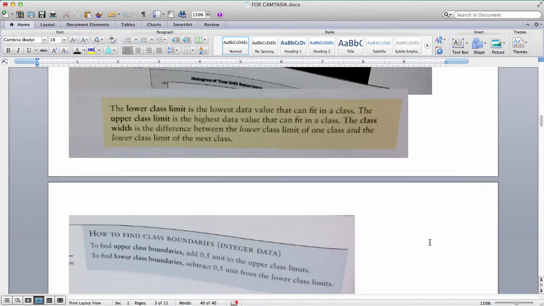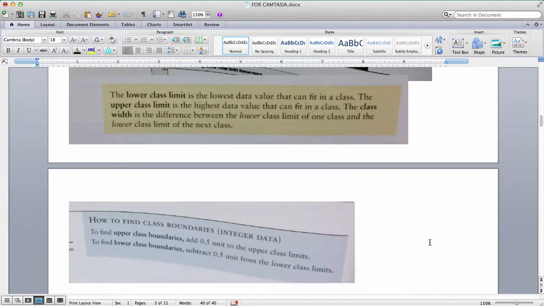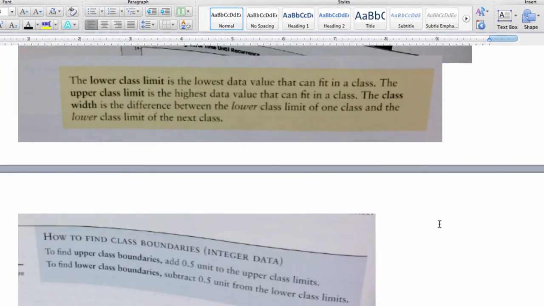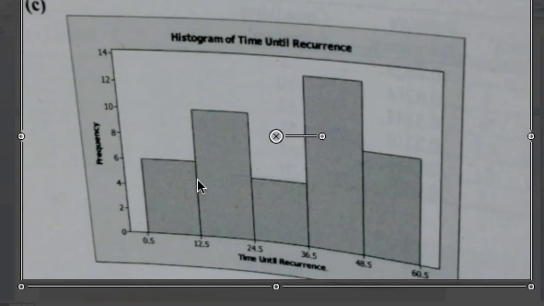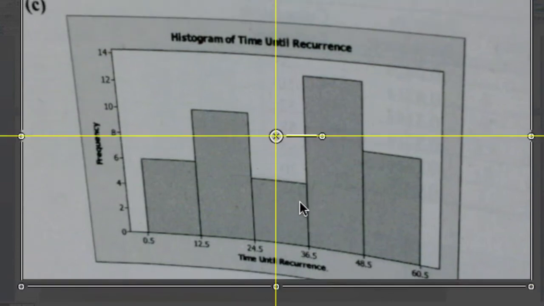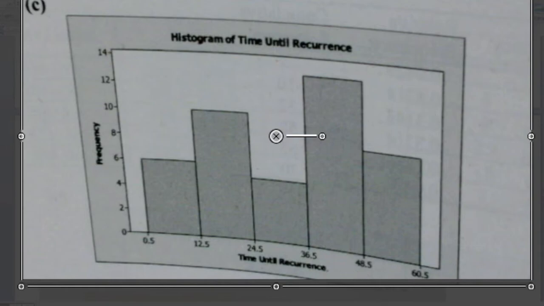Okay, now the next thing we're going to do is find the class boundaries. To find the upper class boundaries, you're going to add 0.5 units to the upper class limit, and then to find the lower class boundary, you will subtract 0.5 from the lower class limit. The simplest explanation to understand why we add 0.5 units to create a class boundary is to ensure that the data will fall in just one class when we draw our histogram. Histogram bars must touch each other. Adding the 0.5 assures us that no data will fall on the boundary or bar lines of the histogram.